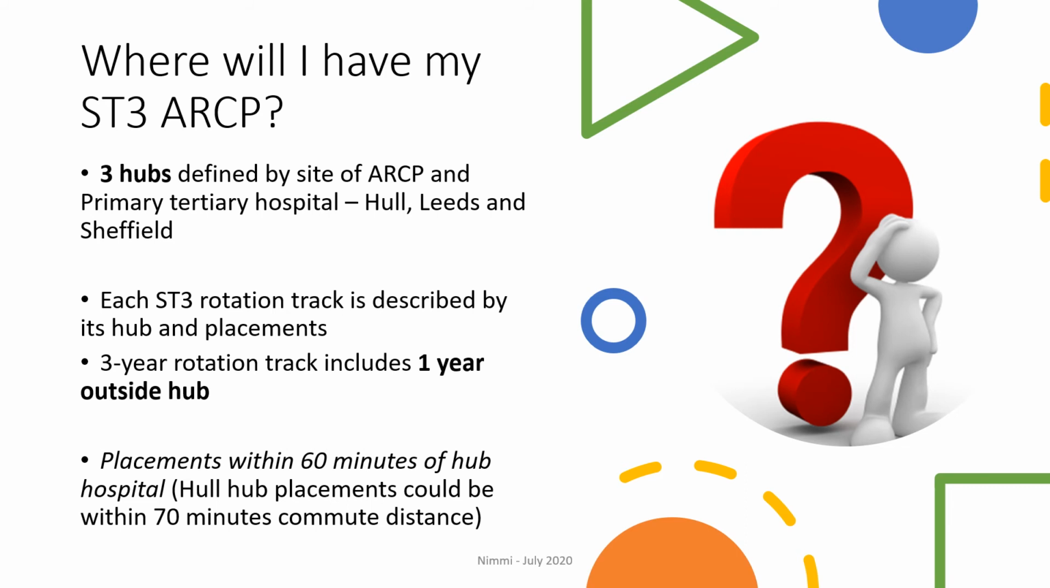The 3 hubs are defined by the site of ARCP and by the location of their primary tertiary hospital. So, your hub could be either Hull, Leeds, or Sheffield. If you have taken a Leeds hub job, then your ARCP will be done by a West ARCP panel, even if your placement has been in Hull, York, or Sheffield.